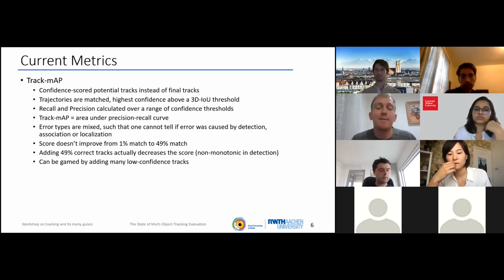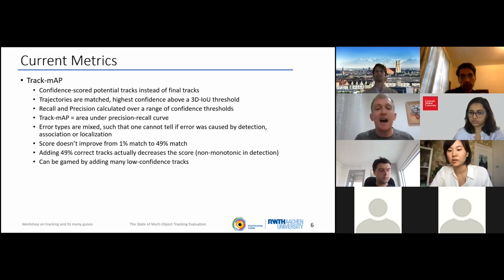This metric also has a bunch of problems. The first is that the different error types are mixed, such that one cannot tell if an error, where the tracker didn't output a track higher than the 3D IOU threshold, was caused by detection, association, or localization. All 3 types of error would have contributed towards this not meeting the threshold. Secondly, if a tracker improves a trajectory from a 1% match to a 49% match, this won't show up in the final score, because the overlap needs to be higher than quite a high threshold.